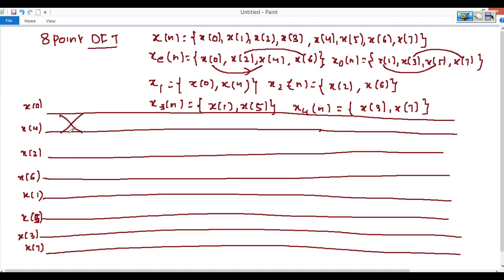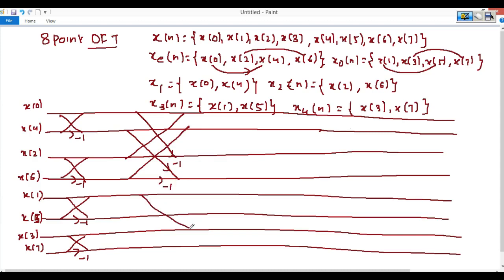Here in the first iteration you have to keep it as it is, with minus 1 on each of these. Now in the second iteration, second stage, you have to merge down to the 3 points. This one is coming down, so you have to multiply by minus 1. Here the multiplier will be W of 0 8 and W of 2 8, and here the multiplier will be the same, W of 0 8 and W of 2 8.